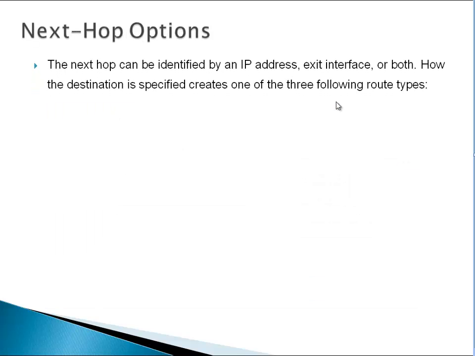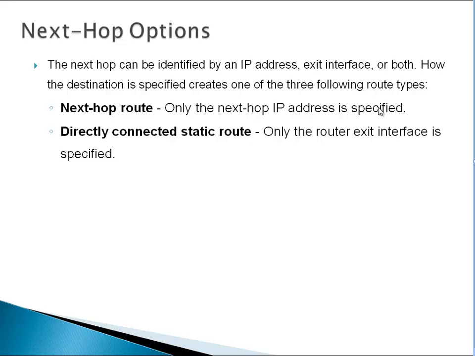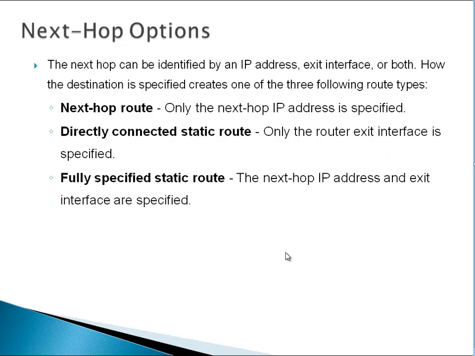Next hop options. The next hop can be identified by an IP address, exit interface, or both, like we saw earlier. How the destination is specified creates one of the three following route types. So one of the three following static routes. We have a next hop route, where only the next hop address is specified. A directly connected static route, where only the router exit interface is specified. Or you can have a fully specified static route, where the next hop IP address and exit interface are both specified.